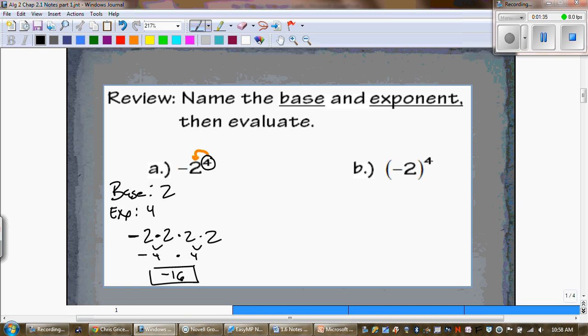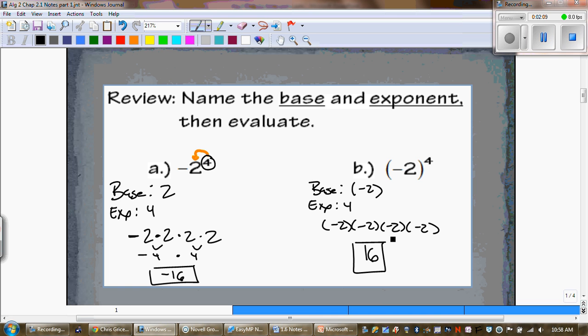Okay? Now, the same thing with b, but this time, since it's in parentheses, our base is negative 2, and our exponent is 4. So if we were to write this out the long way, it'd be negative 2 times negative 2 times negative 2 times negative 2. And this is why we need to know that if we have an even amount of negatives, our answer will be positive. And we just figured out what 2 times 2 times 2 times 2 is. We get a grand total of 16. Okay? All right, let's move on to the next one.